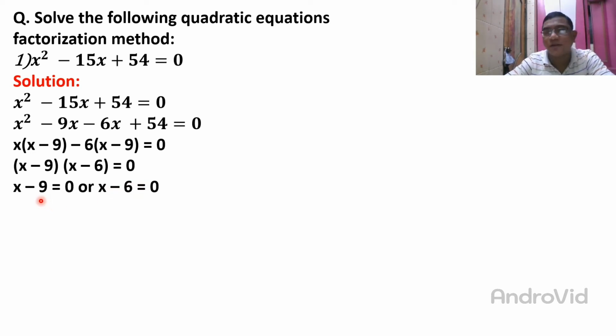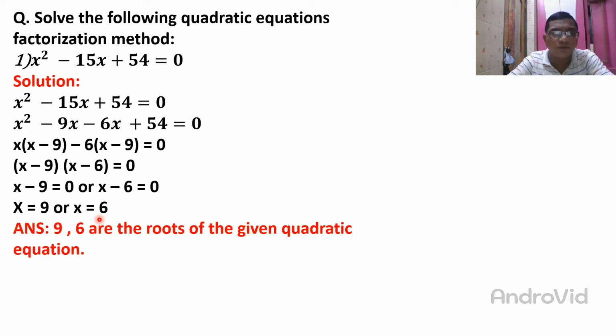So minus 9 goes across, it becomes plus 9. Okay, see this is the minus 9. So x is equal to 9. Then x minus 6. So this minus 6 goes across, it becomes plus 6. So x is equal to 6. So you are getting the answer x is equal to 9 or x is equal to 6. Is that clear? Do you understand it? Okay. Then the roots are 9 and 6.